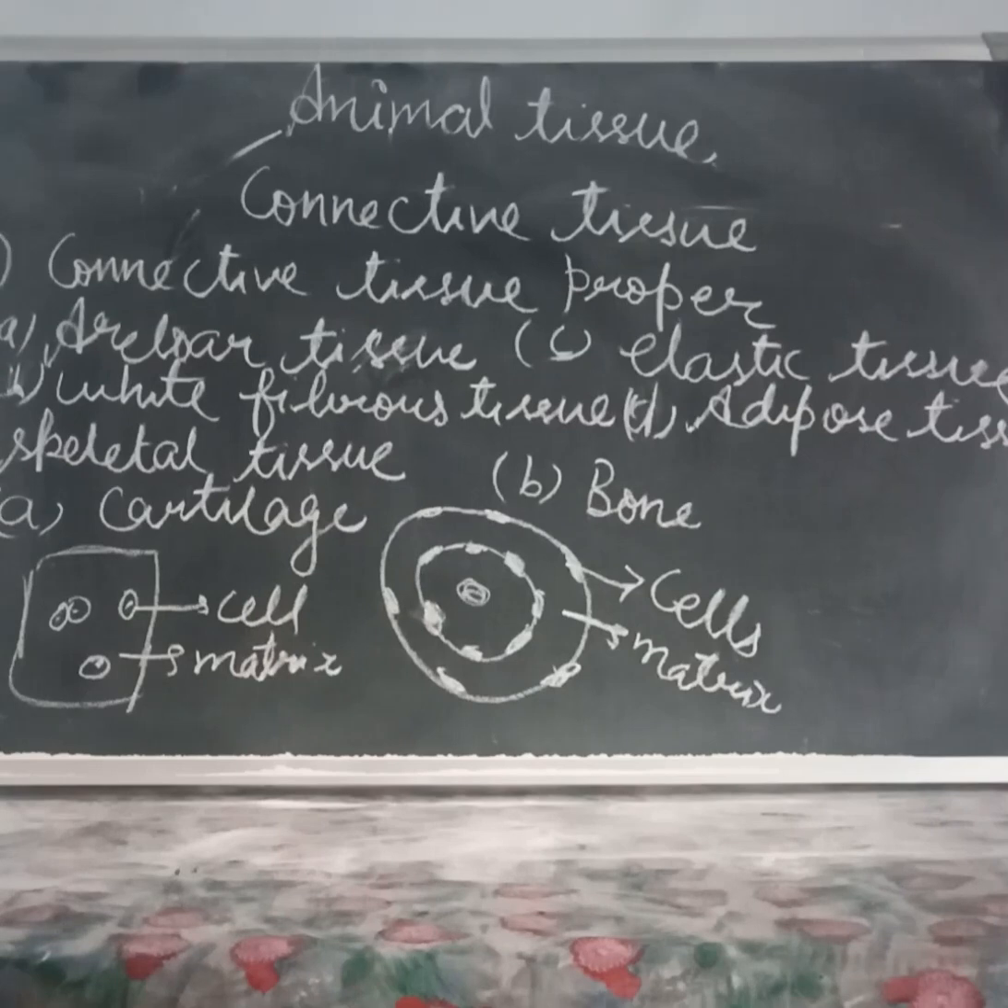Then the last one is the adipose tissue. It is made up of special cells called adipocytes, and it helps to store fat under the skin, and it protects against injury.